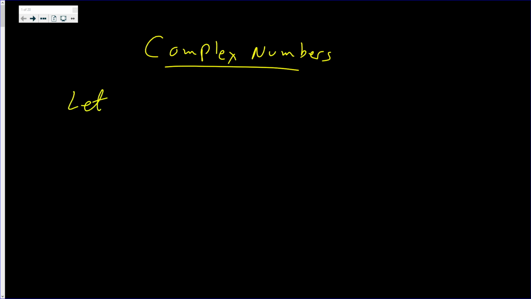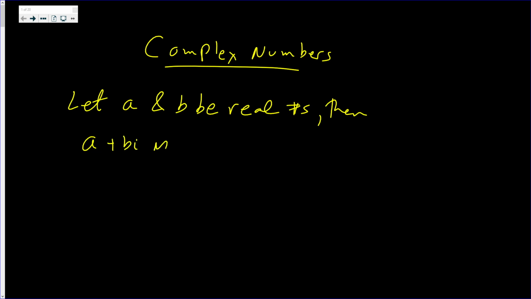Complex numbers. What are they? So basically, if you have two real numbers, let A and B be real numbers, then A plus BI is a complex number. A plus BI is a complex number.